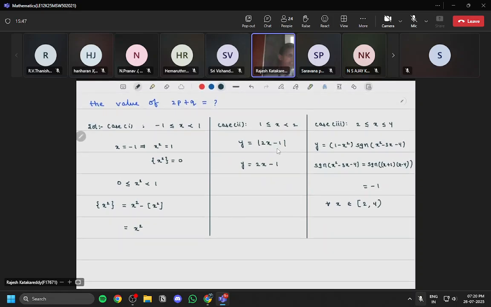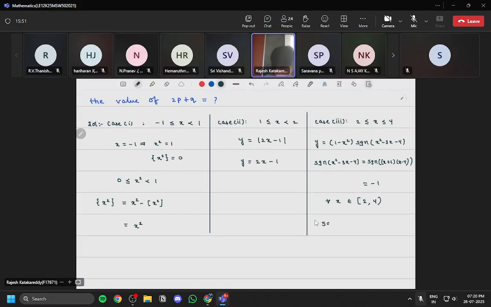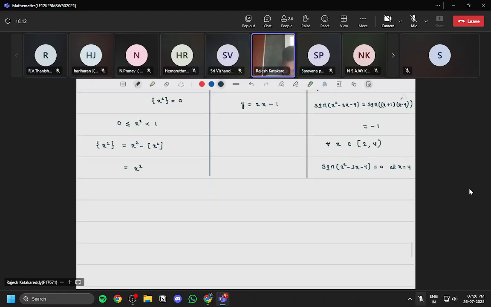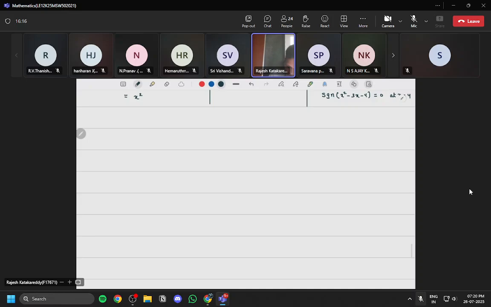At 4, what is happening? It is vanishing. If it is vanishing, the signum of x square minus 3x minus 4 will be 0 at x equals 4. I hope this is clear to everybody. Now we are drawing the graph. Is this clear to everybody? Now the graph. Okay, enough space I have to draw the graph.